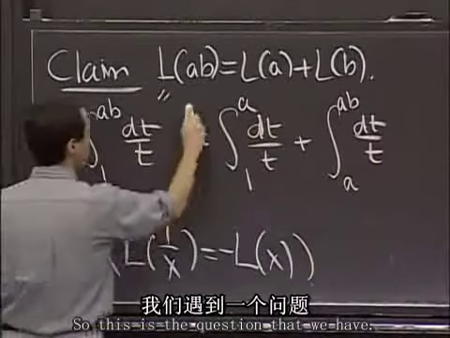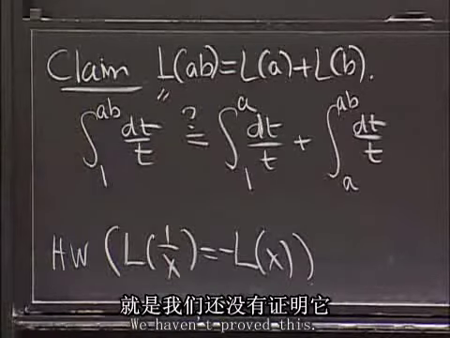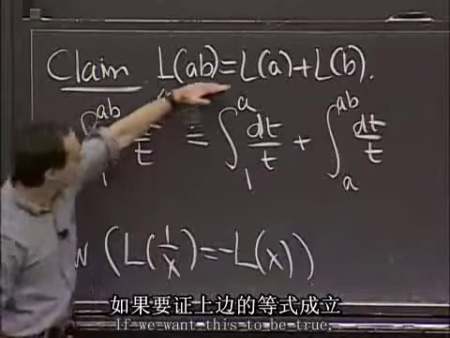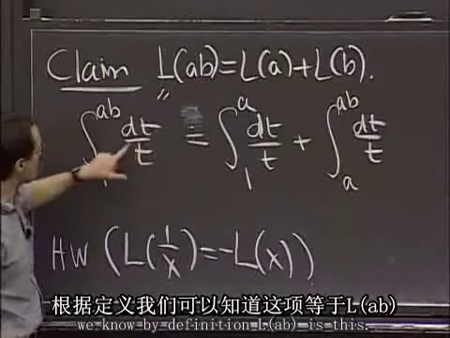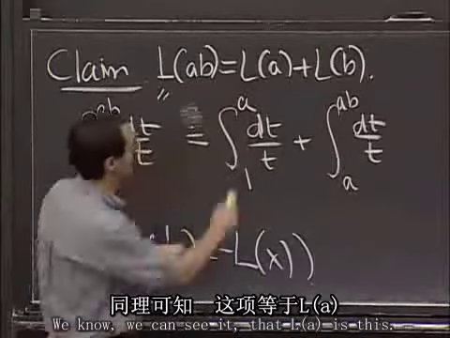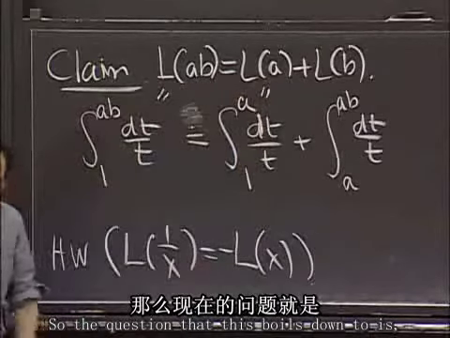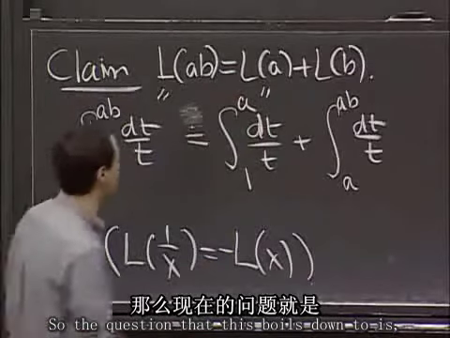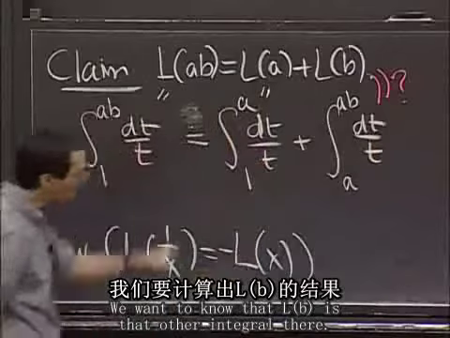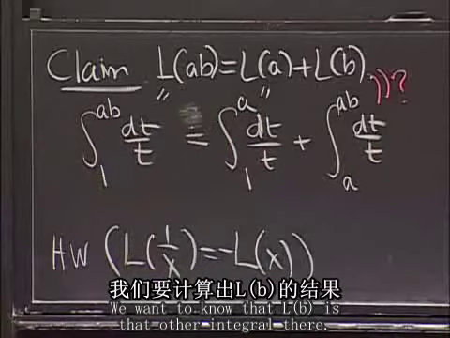So this is the question that we have. We haven't proved this. Well, no, this one is actually true. If we want this to be true, we know by definition L of AB is this. We can see that L of A is this. So the question this boils down to is we want to know that these two things are equal: that L of B is that other integral there.